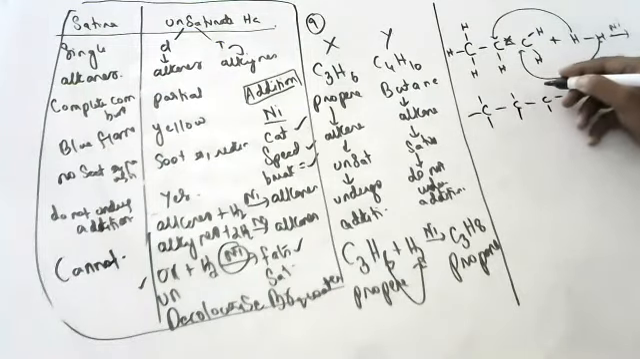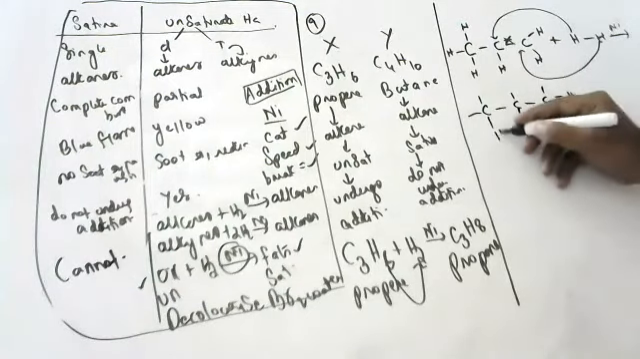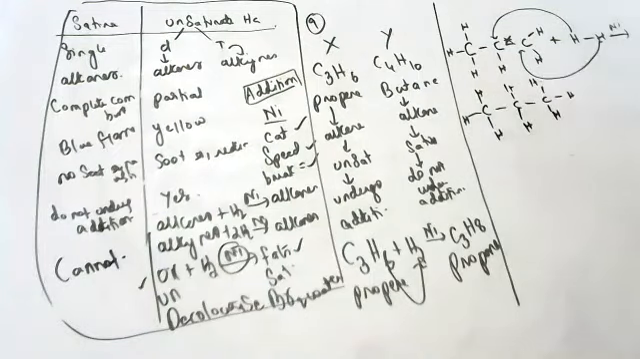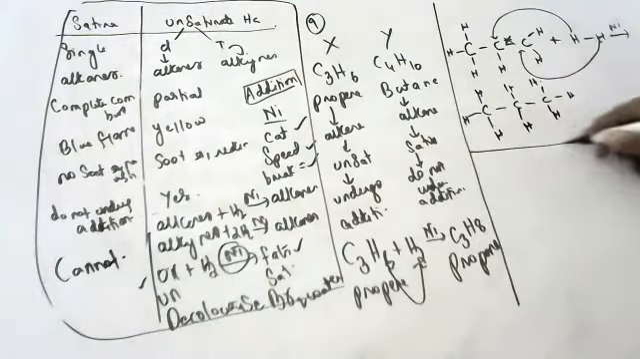Now, here one hydrogen came. This is your propane. Propene gives propane, like this. This is the reaction. This is the structural reaction. How it is occurring, I will show you. Okay, children, so next.